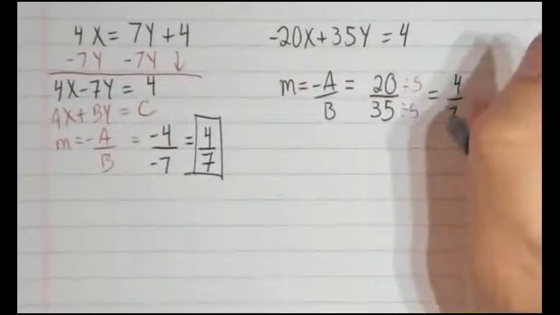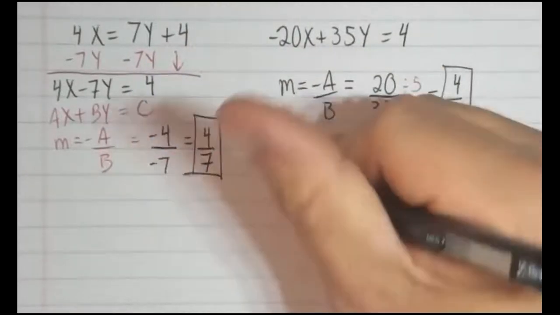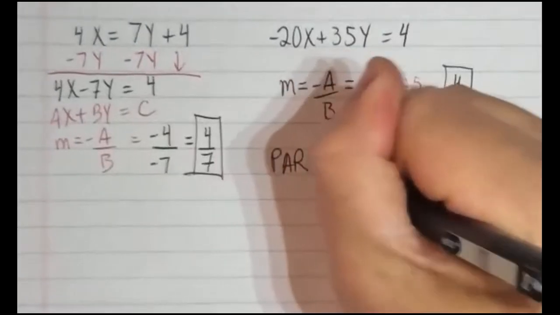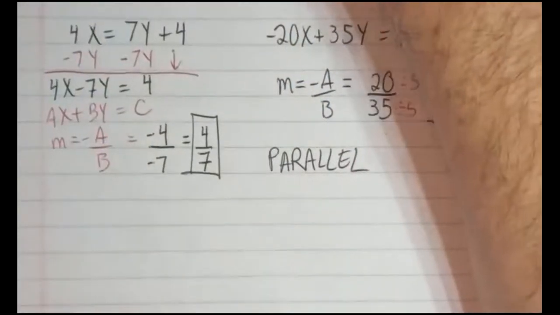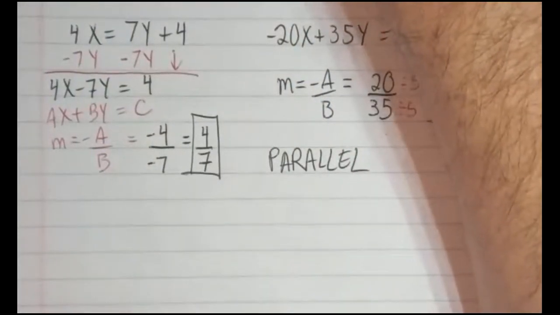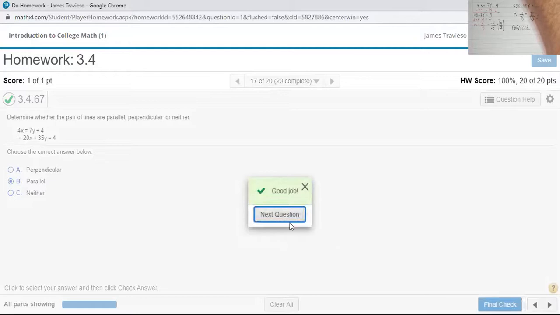So again, you're looking at these two slopes, 4 over 7 and 4 over 7. Well, they're both the same. If they're both the same, what do we know? We know they are parallel lines. So on that example, you would say they are parallel.